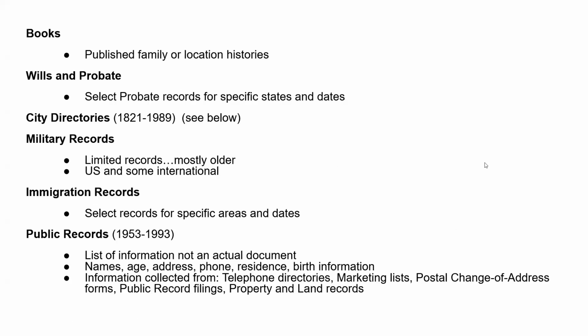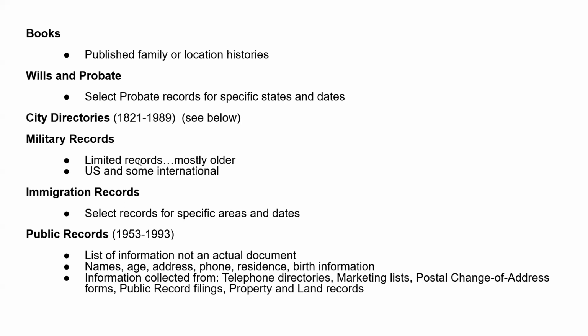Okay, under the books section, these were published family or local histories. Not all of them are there, but there's quite a few. Wills and probates, city directories. There are a few that are just certain years, certain of these categories. So you have to be sure to look and see if the years you're looking for are covered. Like if I was looking for my parents, where they lived in the city directories, they moved in the 90s, they wouldn't be in here, but their previous address maybe.